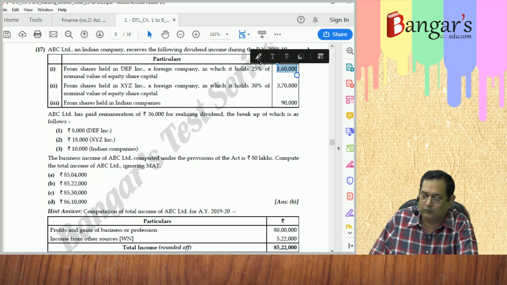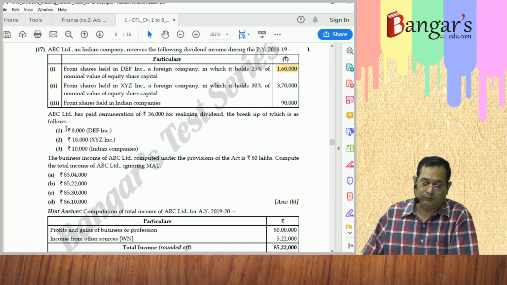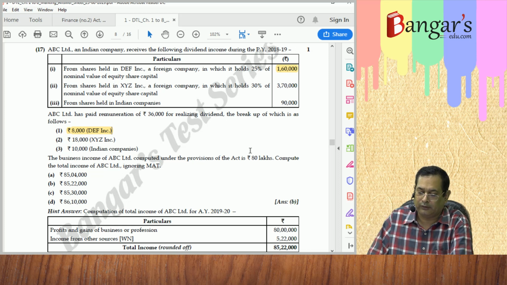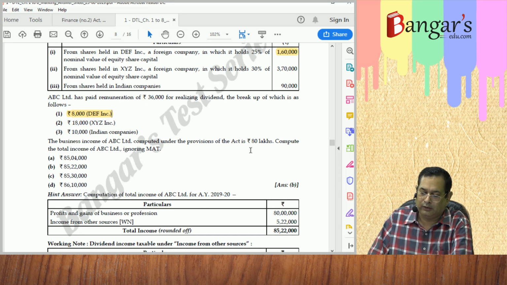you will be getting a deduction of 8,000 rupees, and remaining amount will be taxable. And if this is a specified company, specified foreign company, we won't be getting any expenditure allowance. It will be chargeable to tax at concessional rate of tax. Therefore, this dividend is taxable.